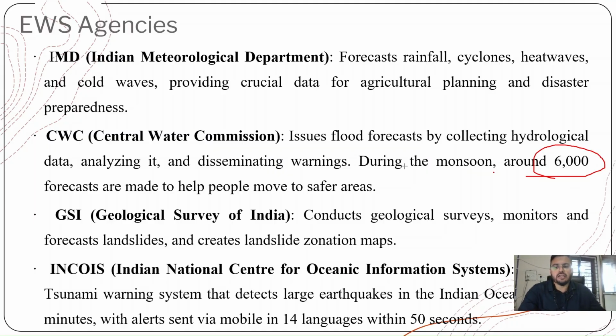Another agency is GSI, the Geological Survey of India, which conducts geological surveys. It monitors and forecasts landslides and creates landslide zonation maps. And fourth is the Indian National Centre for Ocean Information Services. It operates a tsunami warning system that detects large earthquakes in the Indian Ocean. Within 20 minutes, it alerts via mobile phone in 14 different languages within 50 seconds. So these were some of the agencies and their roles in early warning systems of India.